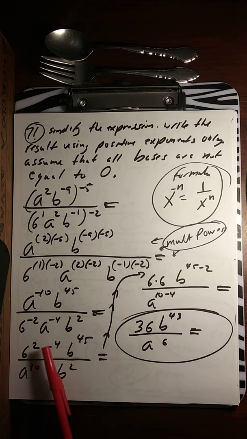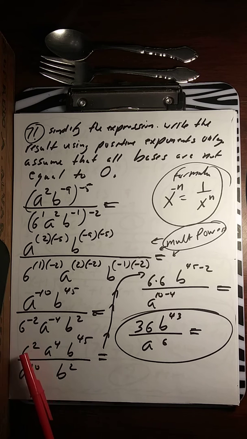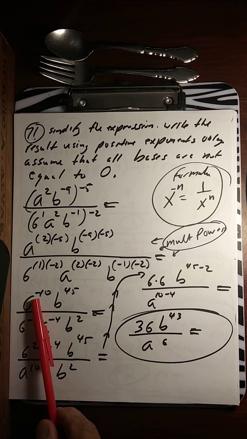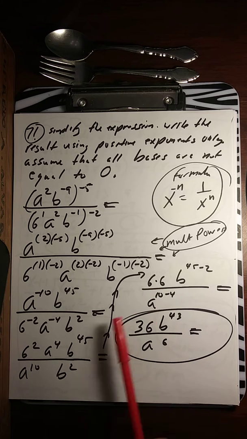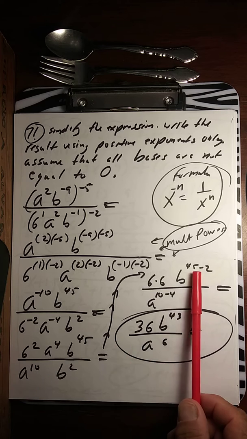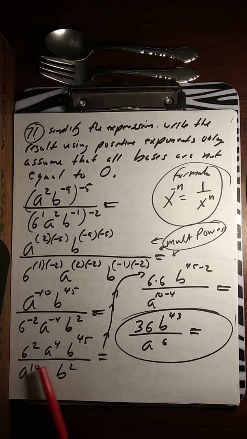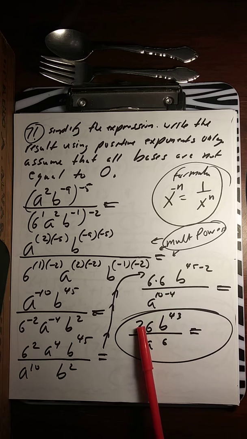So all the negative powers, let's fix them. This one goes up here, that one goes up there, this one goes down here, everything else stays the same. So now we have 6 times 6, and the b, 45 minus 2, and the a, 4 from 10 on the bottom. So 36, b to the 43, a to the 6.